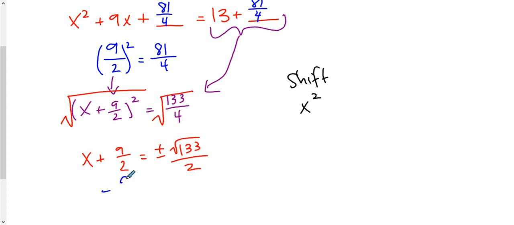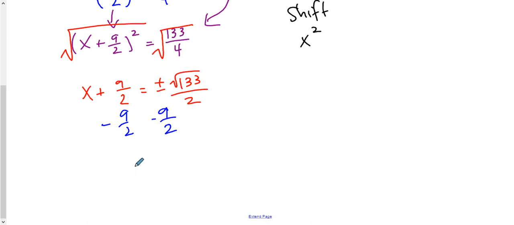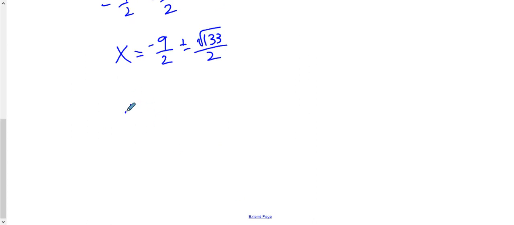Finally, to get x by itself, I'm going to subtract 9 over 2. Again, these ones aren't pretty and nice, so I'm just going to leave it all together. That gives me negative 9 over 2 plus minus the square root of 133 over 2. You can leave your answer like this, or if you don't like that, or you want to clean it up, you can bring it all together because they have the same denominator.